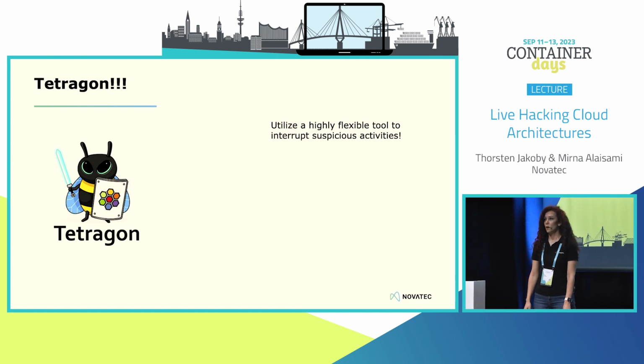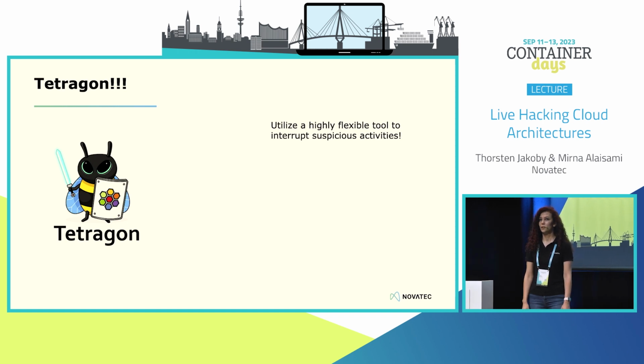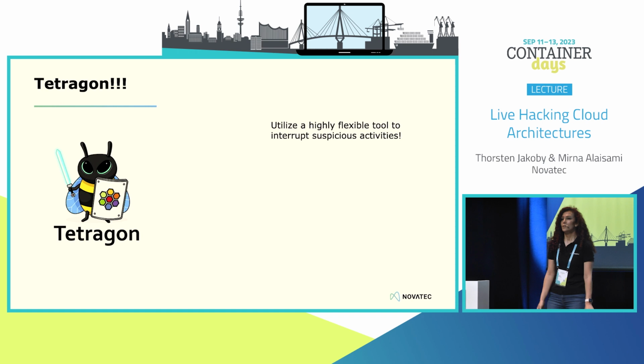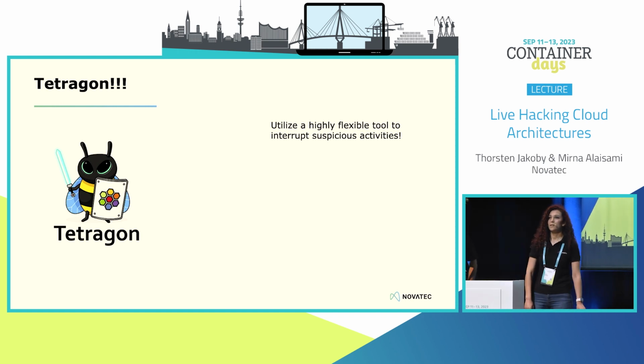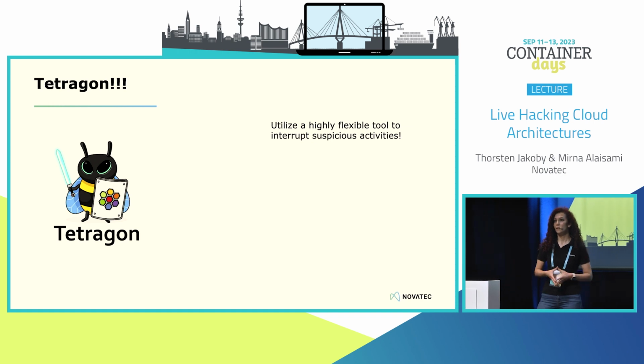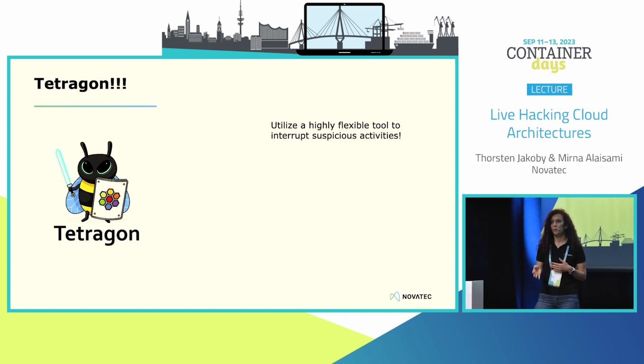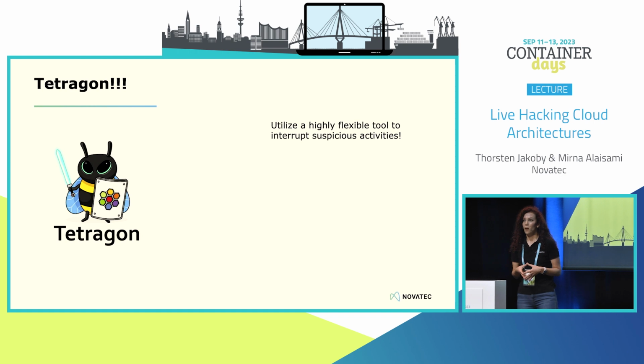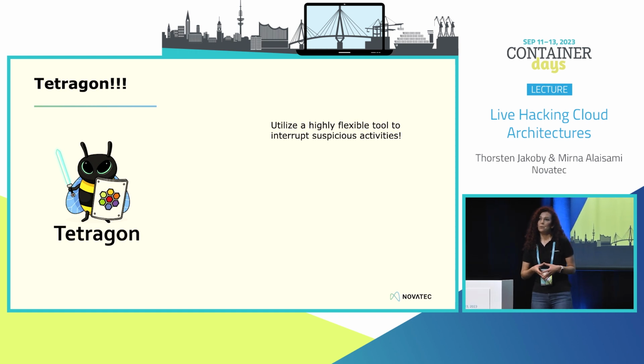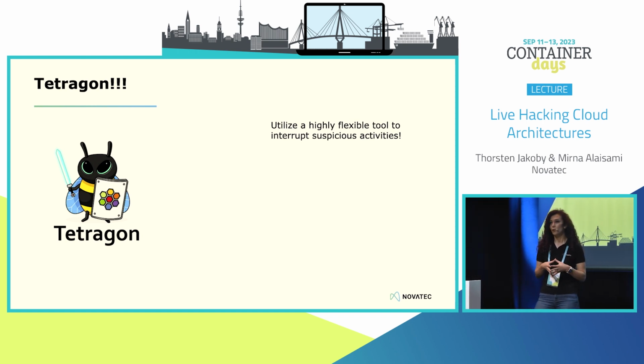How many of you already heard of Tetragon or maybe used it? Okay, only a few. So Tetragon is a security, observability, and runtime enforcement tool developed by Cilium. It's based on eBPF, and it's Kubernetes aware, so it understands all the Kubernetes identities and objects. And it enables you to define and apply some policies on the operating system kernel level at runtime.